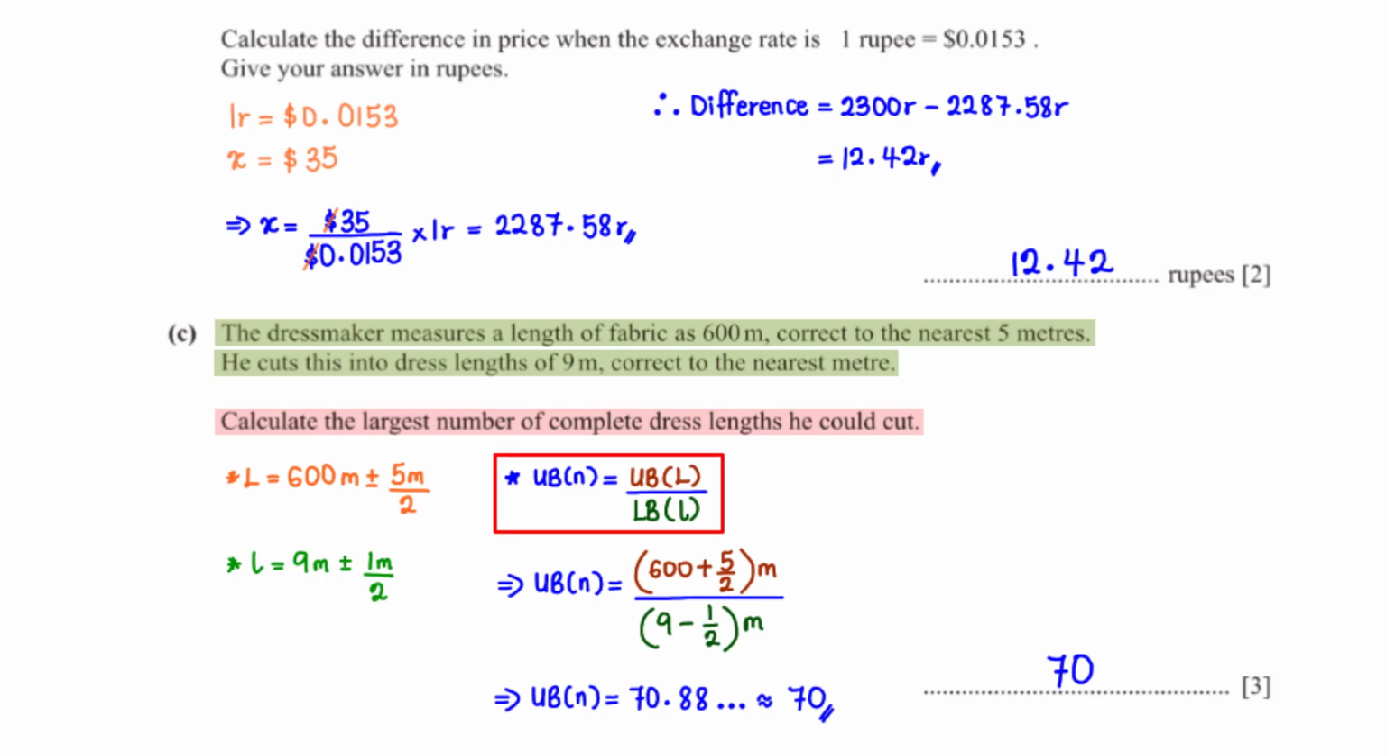We get the largest, or upper bound, of the number of complete dresses he can cut by dividing the upper bound of the fabric length by the lower bound of the dress length. To get the upper bound of the fabric length, we ignore the minus, so we have 600 plus 5 over 2 meters. For the lower bound of the dress length, we ignore the plus, so we have 9 minus 1 over 2 meters. When we type this into the calculator, this is what we get. This means the complete number of dress lengths he can cut is 70.